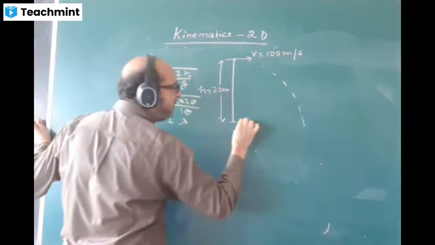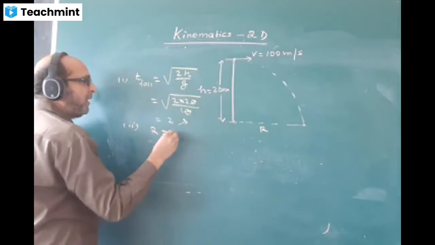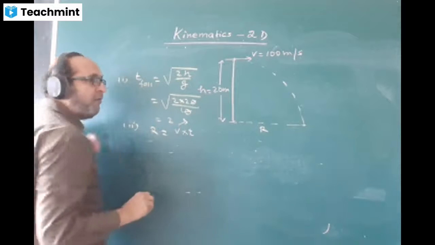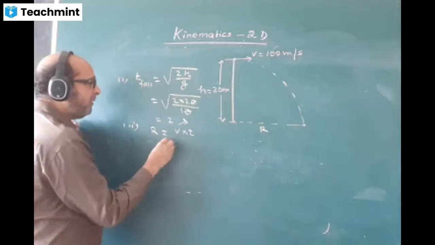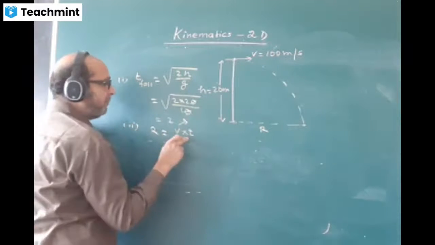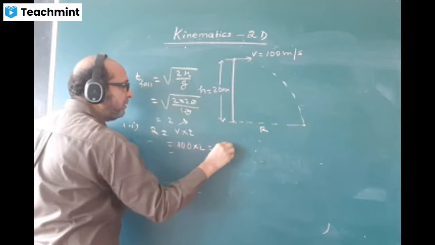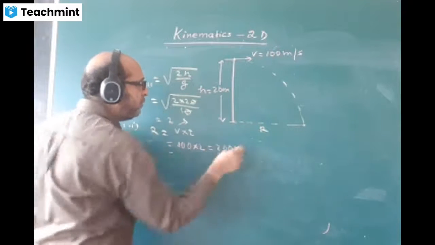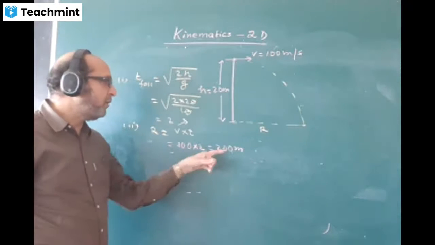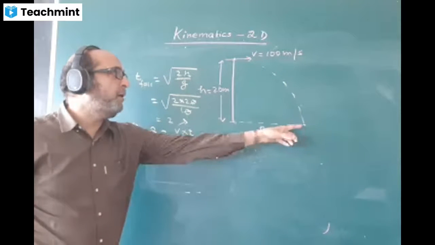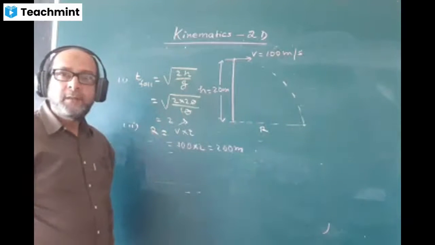Now we have to find the horizontal distance, the range. This R we have to find. R is equal to, by the direct formula, v into t, or you can also use the formula of time I gave, 2h by g. We'll do the direct way. R is equal to v into t, velocity into time. Velocity is 100, time is 2, the answer is 200 meters. Finish. The horizontal distance covered on the ground will be 200 meters. It will hit a point at this distance from here, horizontally. So this is the answer.